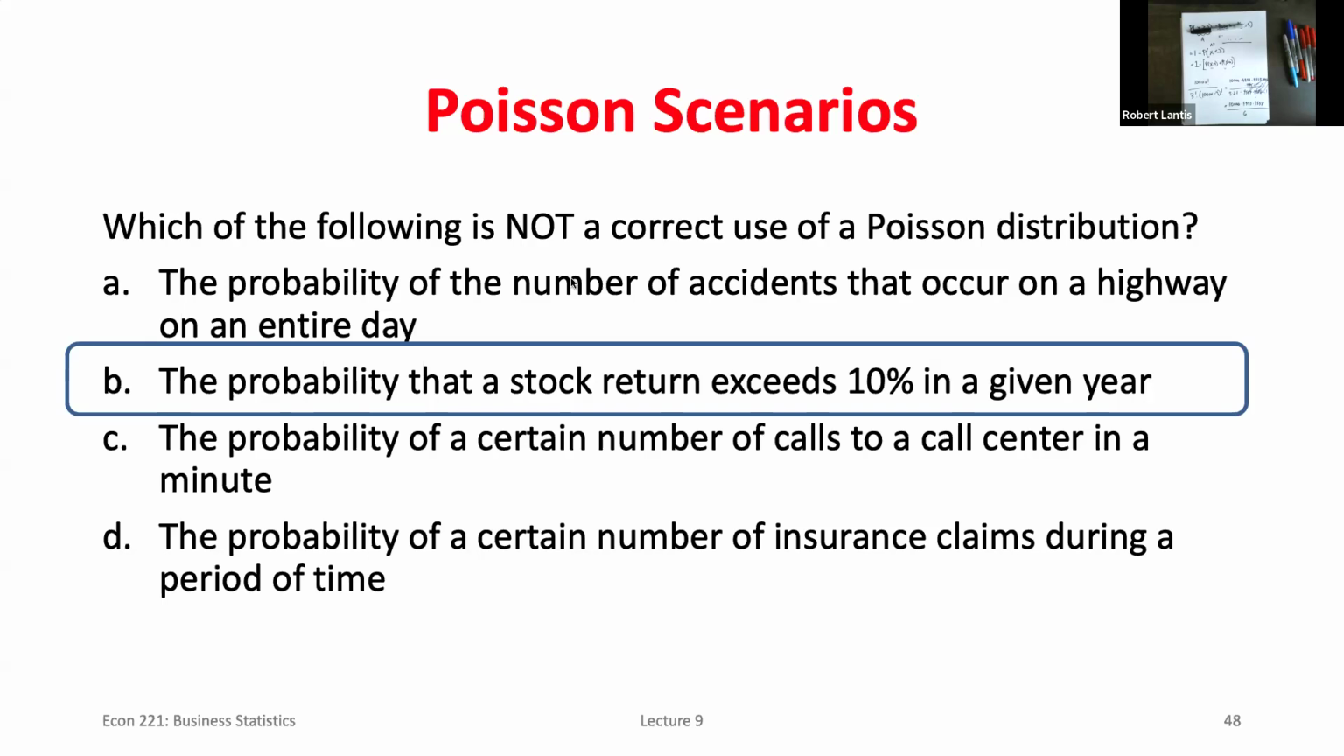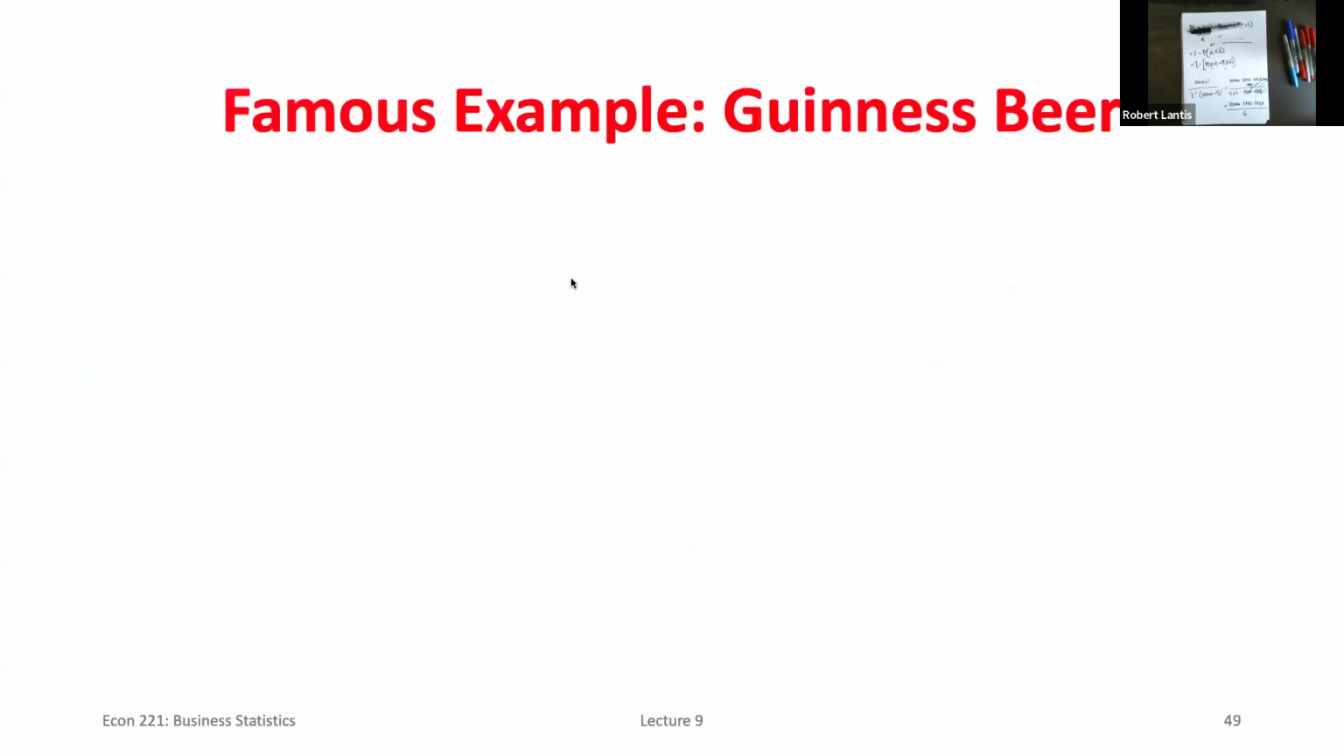The other two should then hopefully make sense. The probability I see a certain number of calls to a call center in a given minute. Once again, I could look at historically how many calls my center gets per minute. That's my lambda. I want to know the probability I see 10 calls this next minute. That's my X. Probability I see a certain number of insurance claims over a month, a year, some period of time. Once again, I have a lambda of the average number of claims I usually see. X would be just the number of claims I'm interested in finding the probability of. That one I could apply it to as well. Okay.